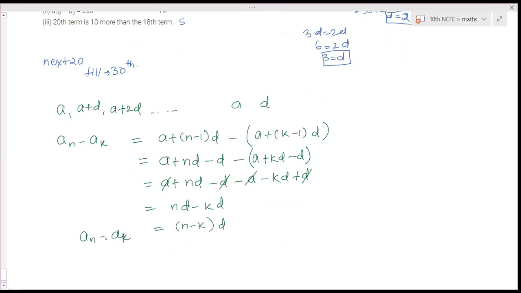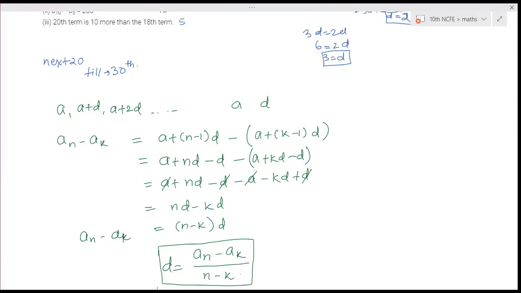That means if you know two terms, you can find the difference directly using the formula an minus ak divided by n minus k. The n minus k goes to the other side. So the difference of terms divided by the position difference gives you the value of the common difference. You can use this formula for verification, or if you are writing competitive exams, to find the value faster.